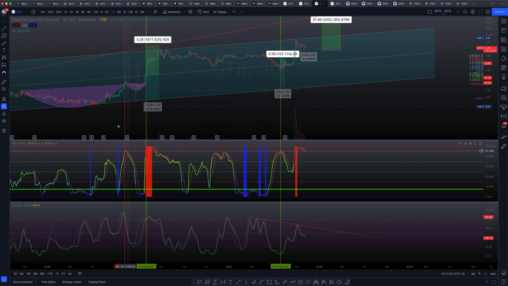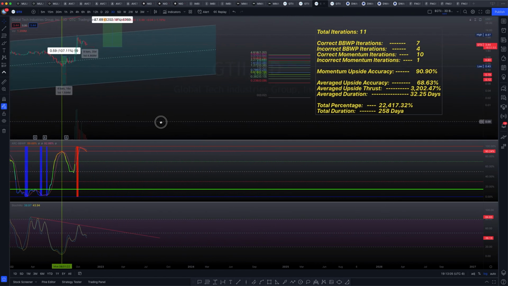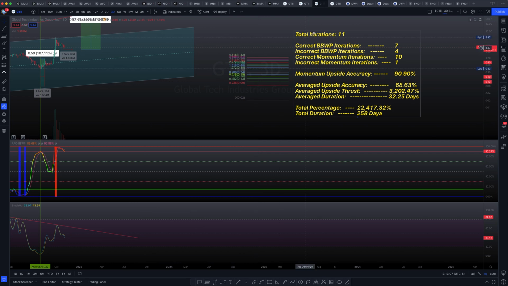I have taken note of those, and I have since taken the duration of the iteration, the upside thrust based on the contraction level from those critical highs, and the amount of times that we got the iteration correct to the upside versus incorrect, you guys. And these are the metrics that we found. So with a total of 11 iterations, you guys, we have correct guesses to the upside that are 7.